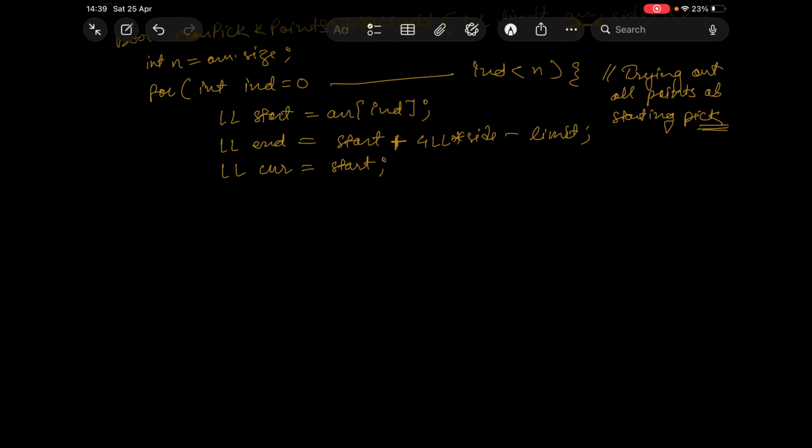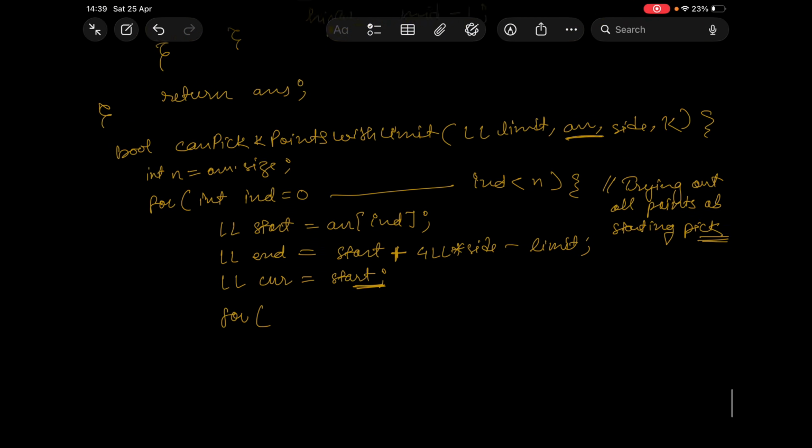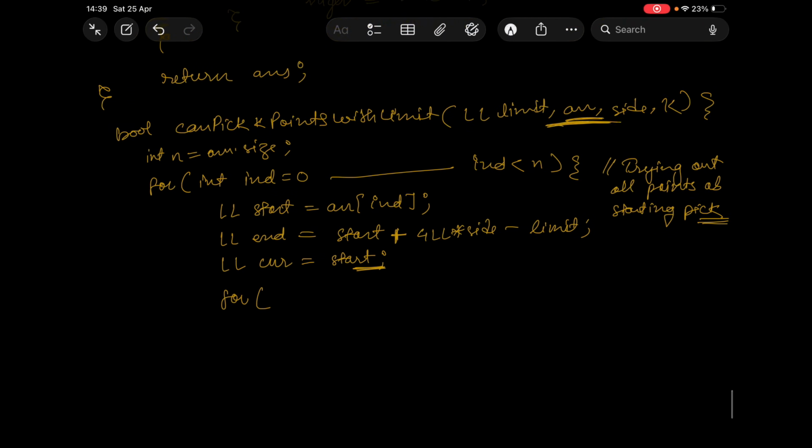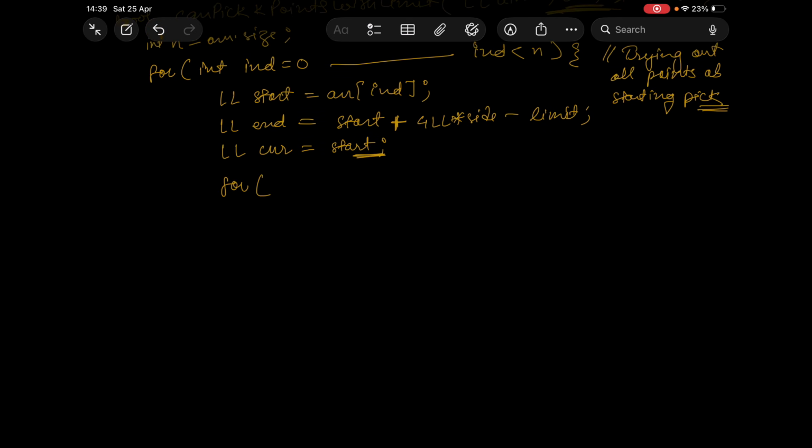And then long current point would be initially at start. Okay, so this is my current point where I'm starting. This is start. So which also means that I have picked one point, which is the starting point. Now I need to pick the remaining k minus 1 points. Okay, so for finding the remaining k minus 1 points in this array, for i equal to 0 till i less than k minus 1. Okay, we need to pick these many points.